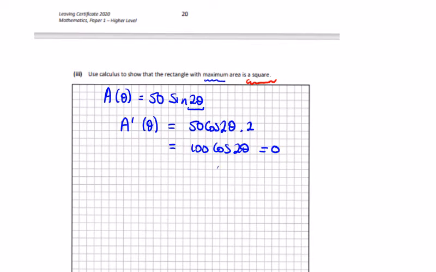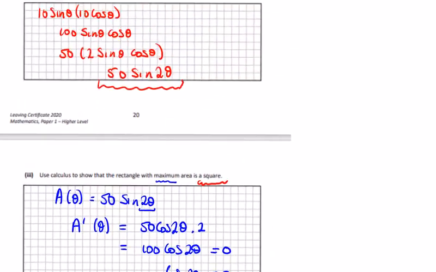For this to be equal to 0, cos 2 theta has to be equal to 0. And then the inverse cos of 0, you know your angles at this point, is equal to 90 degrees. So 2 theta is 90. So my angle that gives a max is when theta is 45 degrees. And we want to show that this is a square.